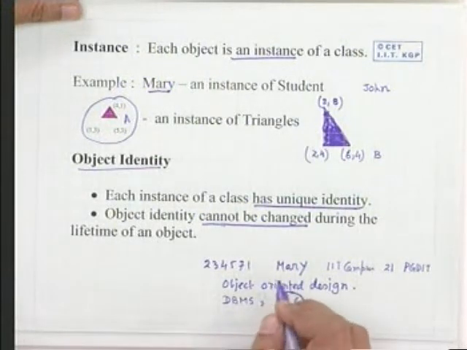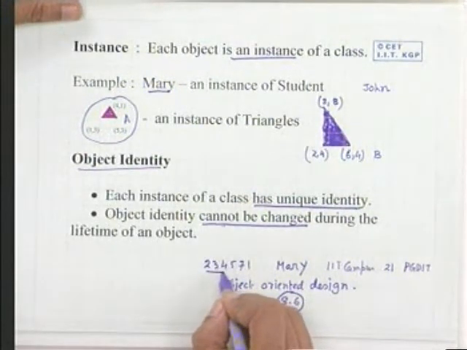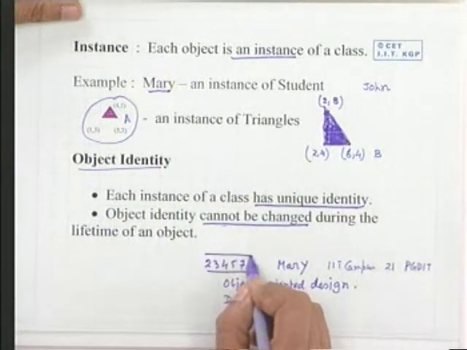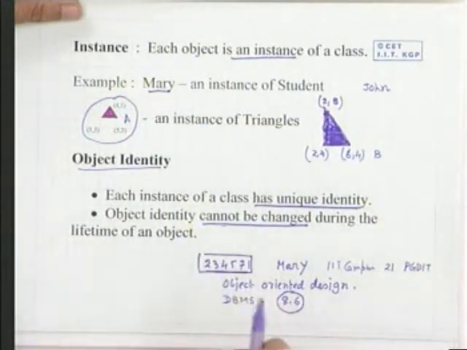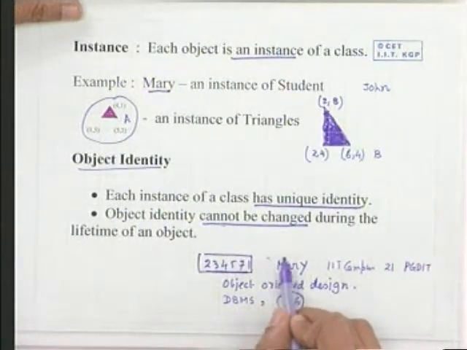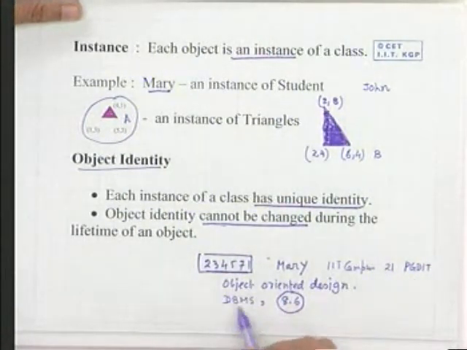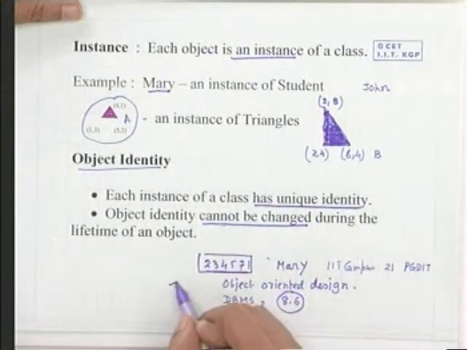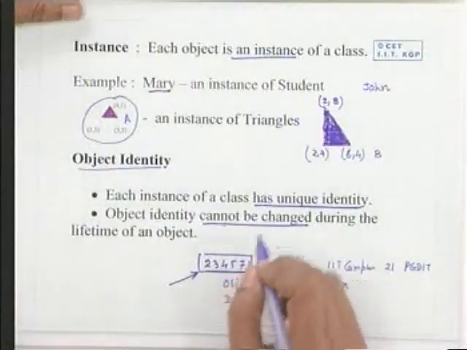However, in each case this number, the object identity which we have assigned, will remain unchanged. Even if we delete all these values, this number, which is an object identity, will have to remain fixed until an object is destroyed or deleted completely. The object identity will remain fixed.